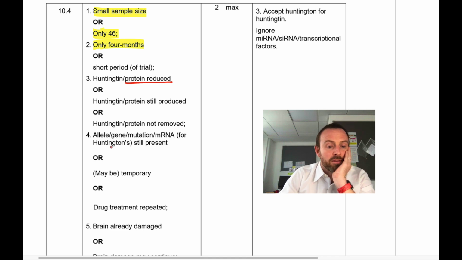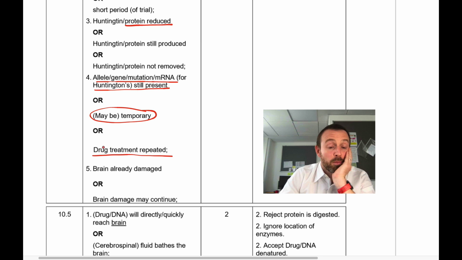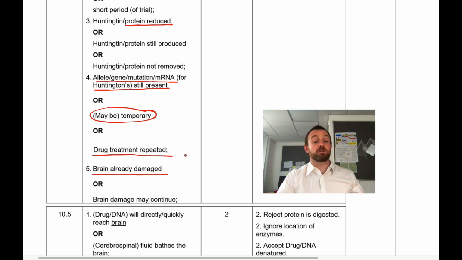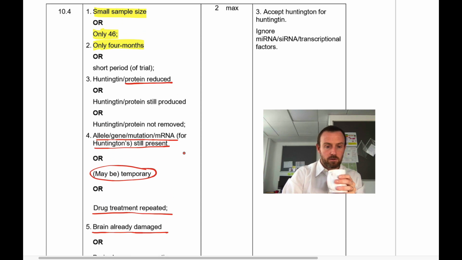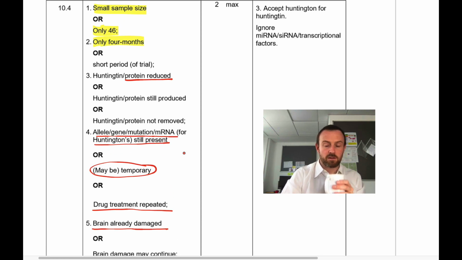This is what I was talking about. The allele gene mutation of Huntington's is still present. So this is probably only a temporary fix. The drug treatment would have to be repeated for life. The brain might already be damaged in these people, so you can't undo the damage that's already happened. Let me just pause there so you can read those different things if you want to. And then let's continue.